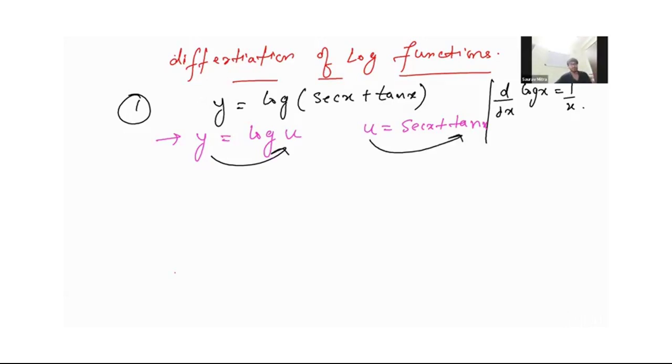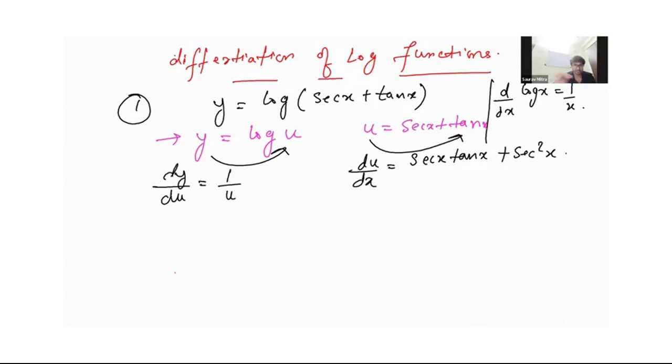This is a chain type. So dy by du will be 1 upon u. Log u means log x, and the differentiation of log x is 1 upon x, so the differentiation of log u with respect to u is 1 upon u. Now here du by dx. What is sec x? Sec x differentiation is sec x tan x, and tan x differentiation is sec square x.